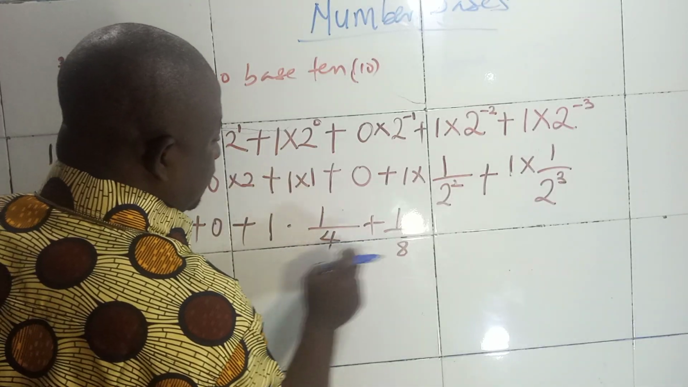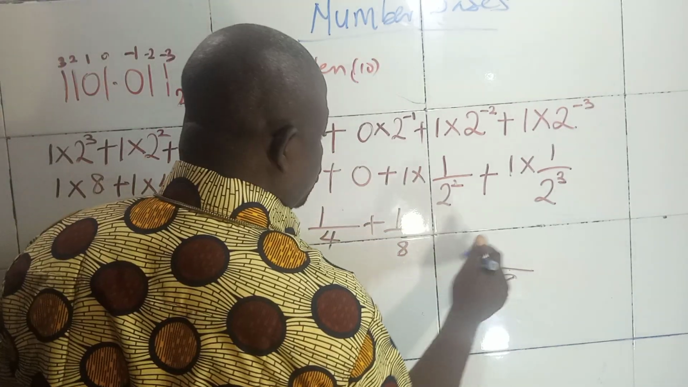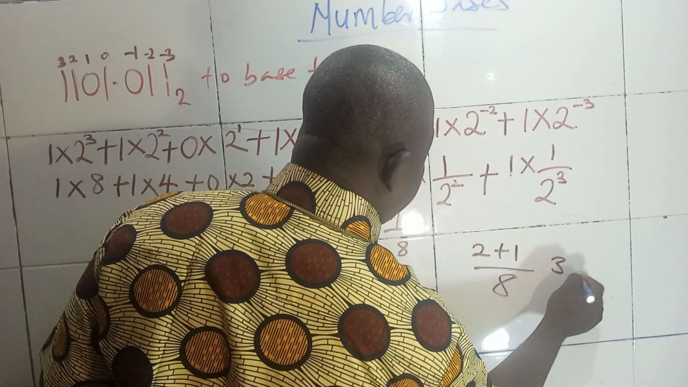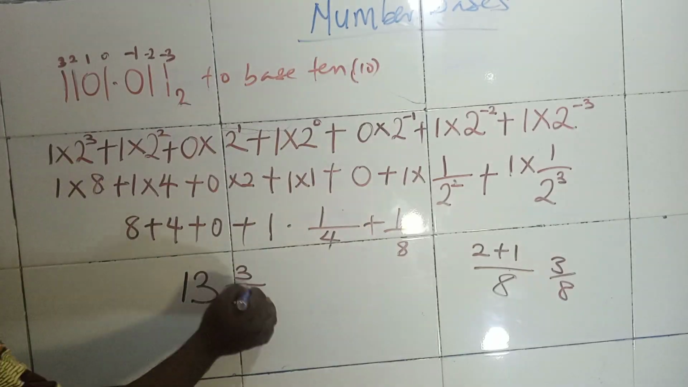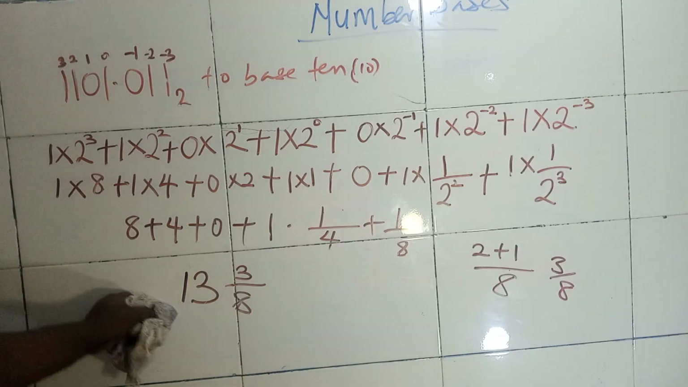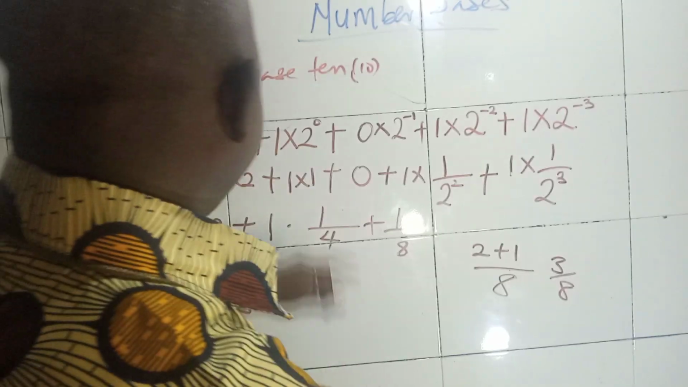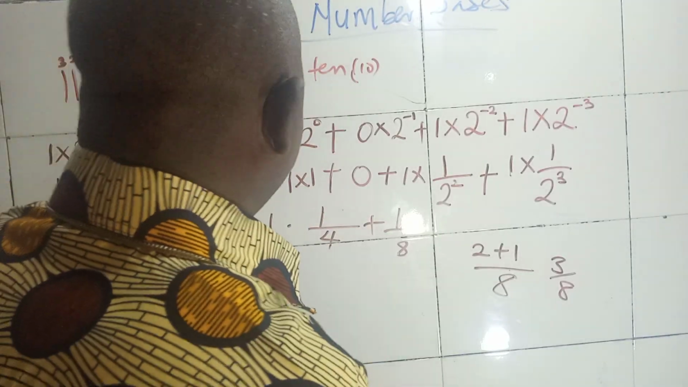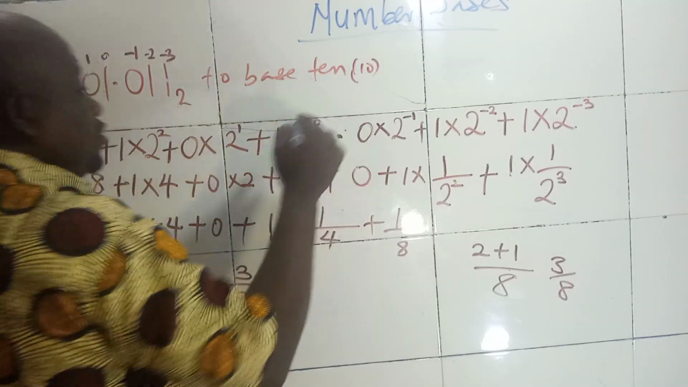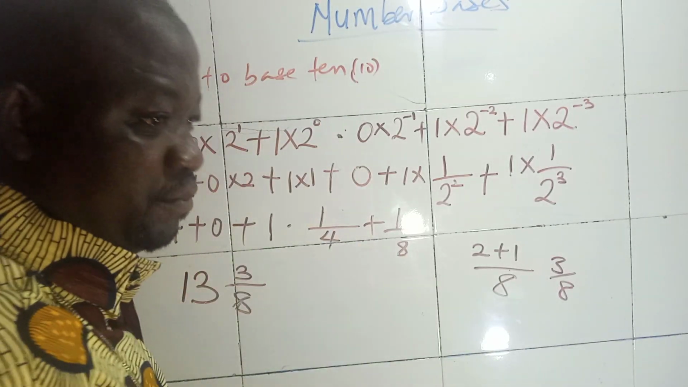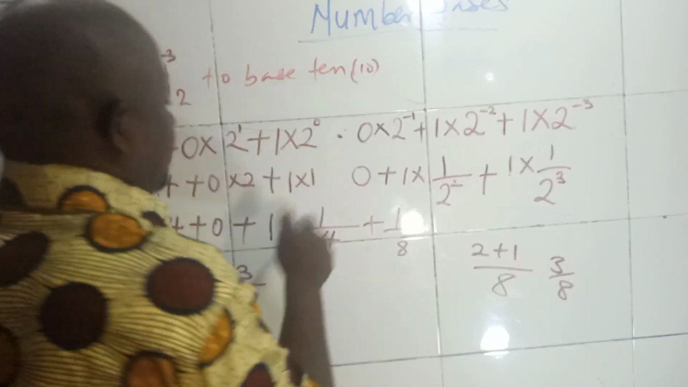So now, what's the LCM of this? 8. What goes in 8? That's 2. 2 plus 1, that is 3 over 8. So we now have 13 whole number, 3 all over 8. That is the answer. Let me re-express it so that you can follow. On a good day, the dots will still be there. And when you see a dot, it means times. Product. Times.